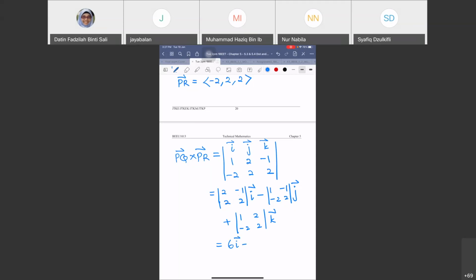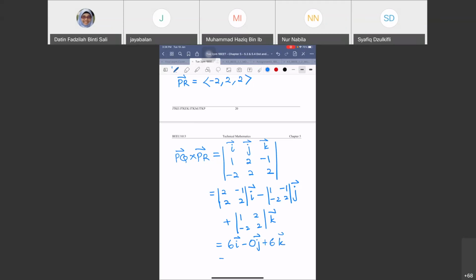And then minus. The next one: you have minus here, and 2 minus 2, so that is 0. So j is 0. Never mind, I'll just write it for the sake of writing, but you don't have to; you can straight away omit the 0 if you want. And then the last one, plus. For the k, you have 2 minus minus 4, so that is another 6.